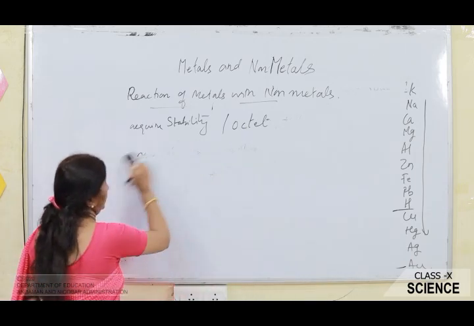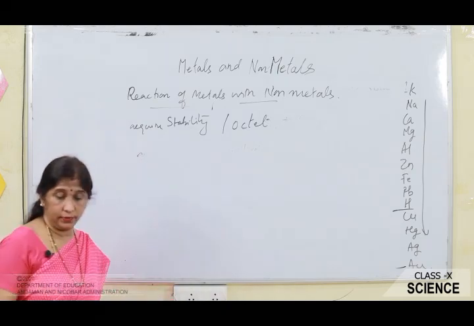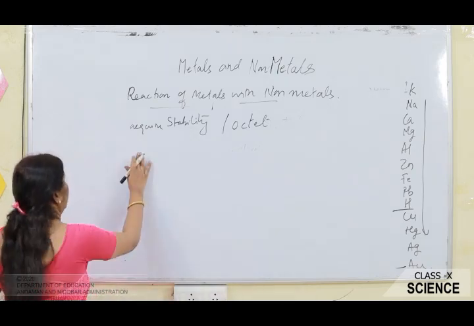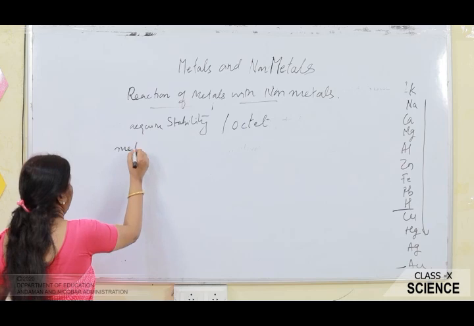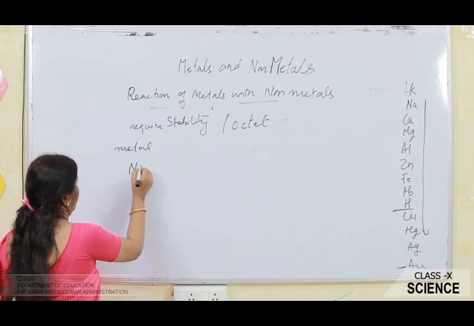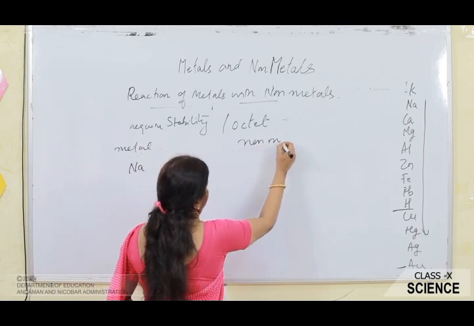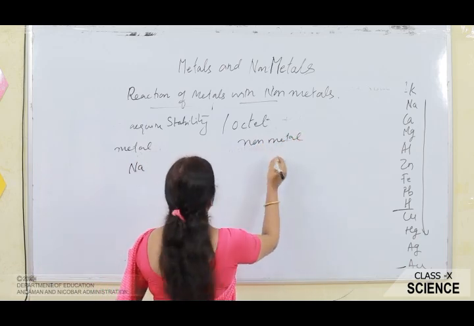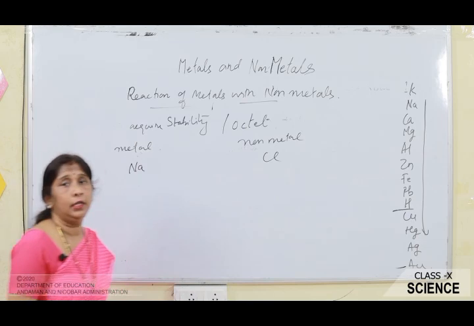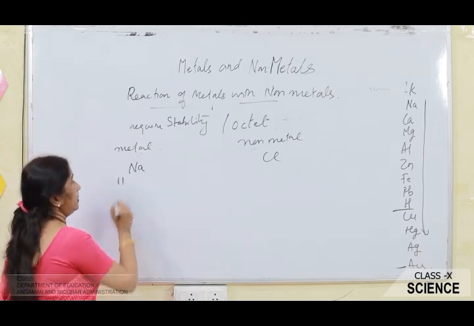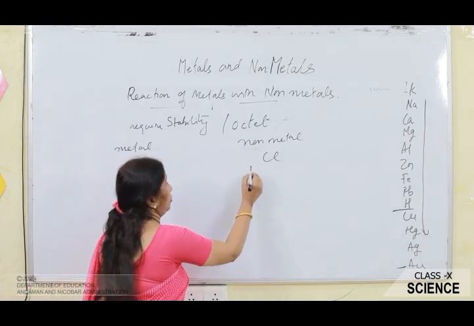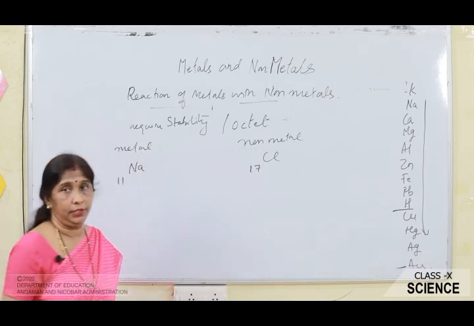How does a metal lose electrons and a non-metal gain electrons? Let us see this with the help of an example. We will take the metal as sodium, Na, and the non-metal as chlorine. The atomic number of sodium is 11, whereas the atomic number of chlorine is 17.